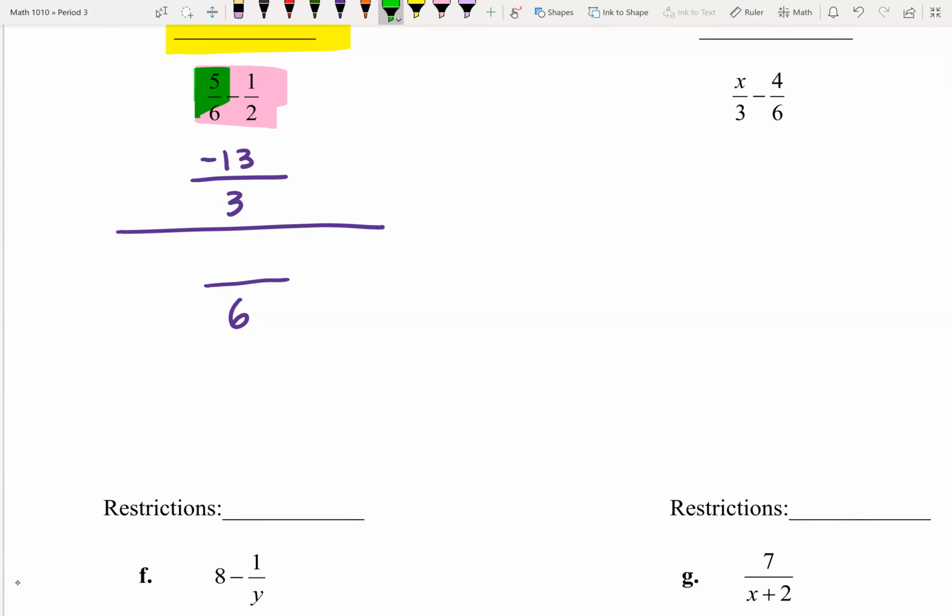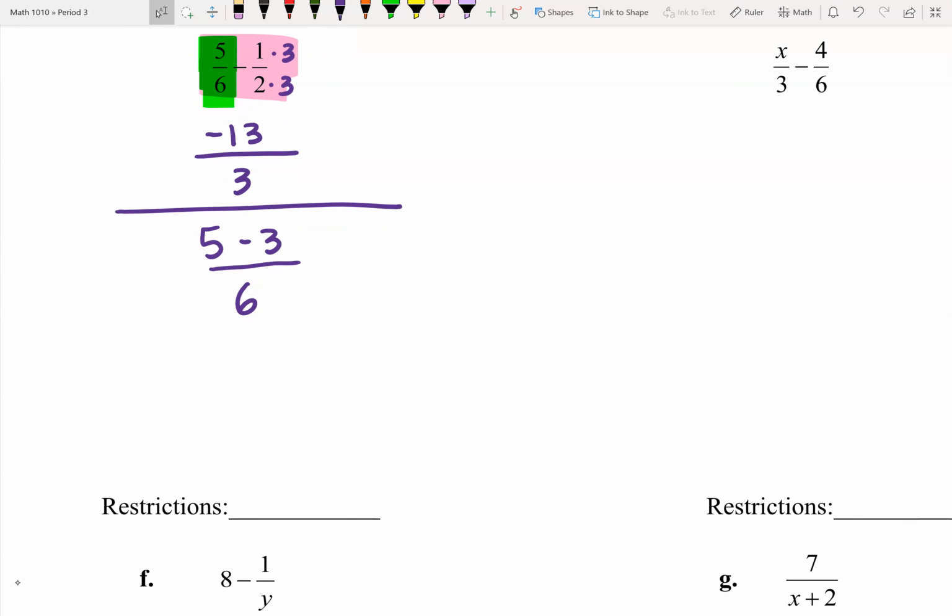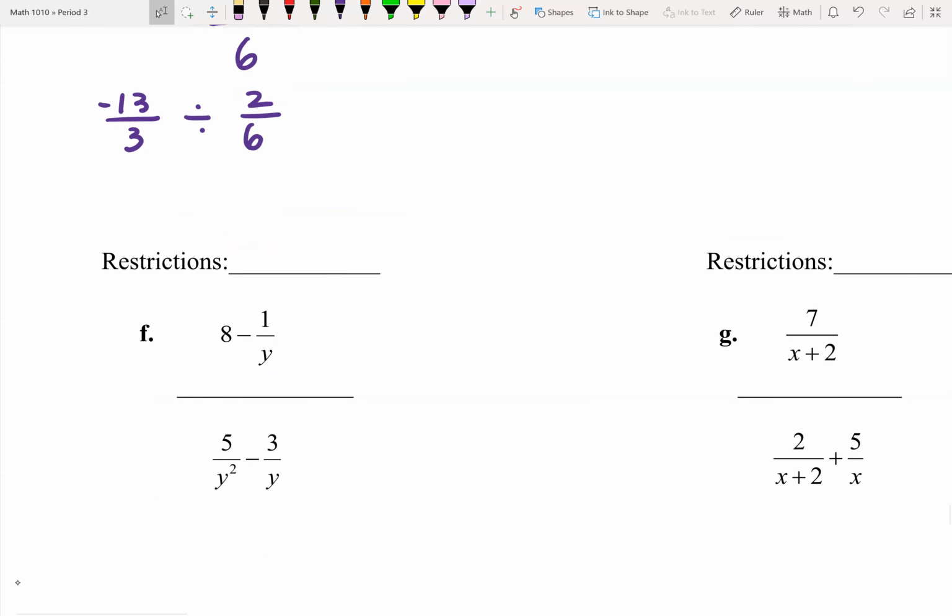So see this 5 over 6? It was good to go. I'm just going to write down a 5. See the negative 1/2? 2 times 3 is 6. A negative 1 times 3 is a negative 3. Now I'm going to take 2 steps in one. I'm sure you're going to be fine. Let's write it as negative 13 over 3 divided by, here's the second step, 5 minus 3 is 2 over 6. So I wrote it as a division, and I did 5 minus 3 is 2 all in one step.